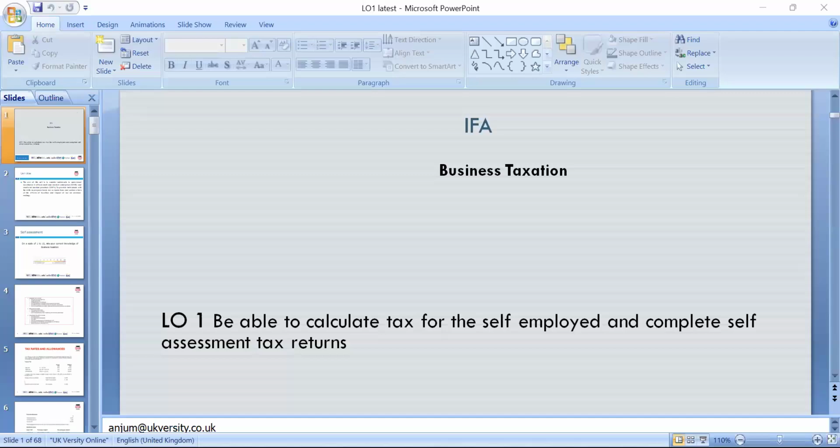Today's lesson will go through LO1, learning outcome one. Before starting this, we'll go through the unit specification, which is displayed, and we'll discuss what we're supposed to do.